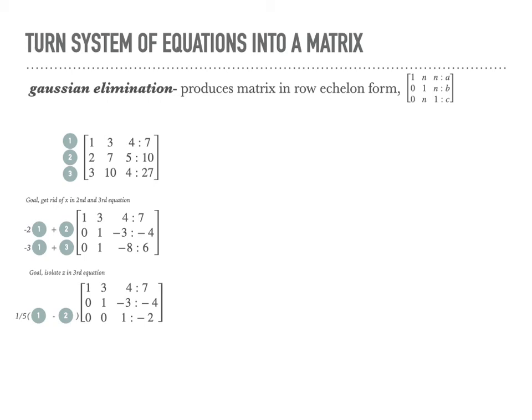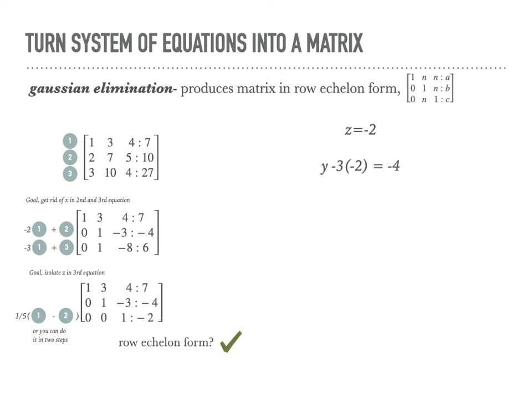Then we can multiply by 1/5 for the difference of 1 minus 2, and that actually makes z have a coefficient of 1, aka it isolates z. If you didn't multiply by 1/5, you can do that in 2 different steps. But without multiplying by 1/5, it would have been 5z is equivalent to -10. So as we can see, is this row echelon form? Yes, it is. So we can see that z is equivalent to -2 from the last row.